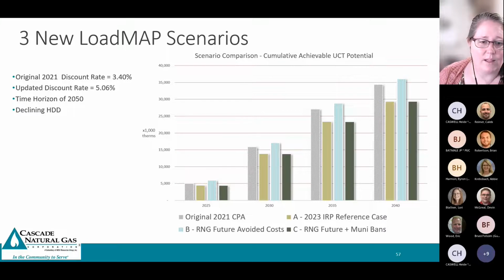We know that there will likely be more bans, or at least considerations in the future. So this was our first attempt at incorporating it into the conservation potential assessments, as AEG or our models have not done that before. So next slide, please.